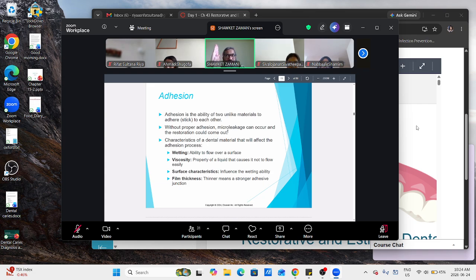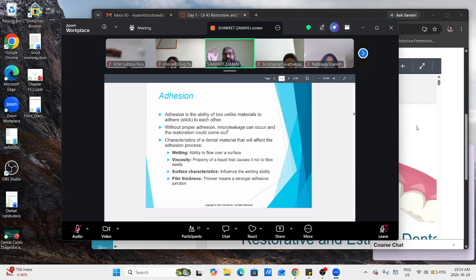We want the materials to stay on the tooth surface. But this staying on the tooth surface will depend on four things. Number one is wettability. Number two is viscosity. Number three is surface characteristics. And number four is film thickness.